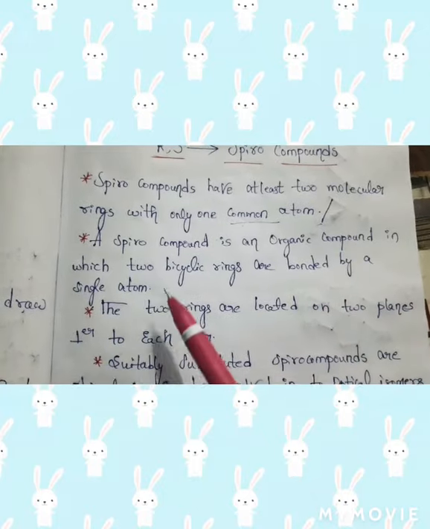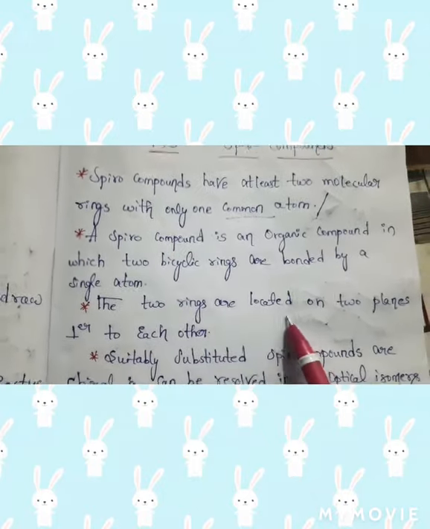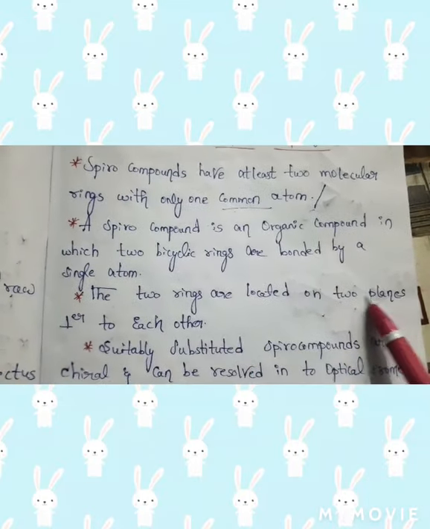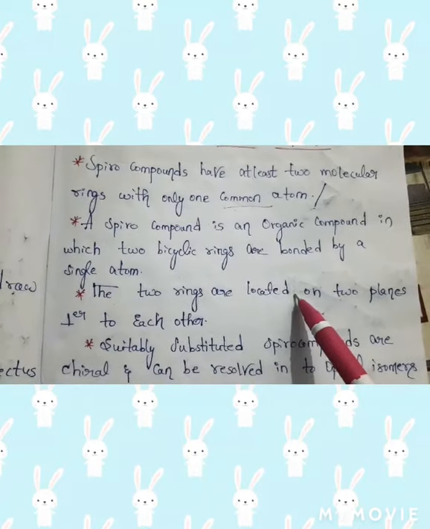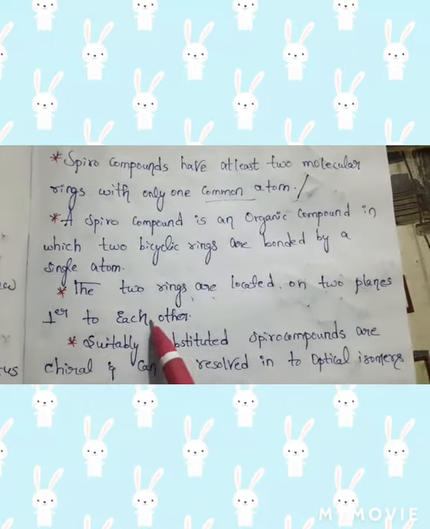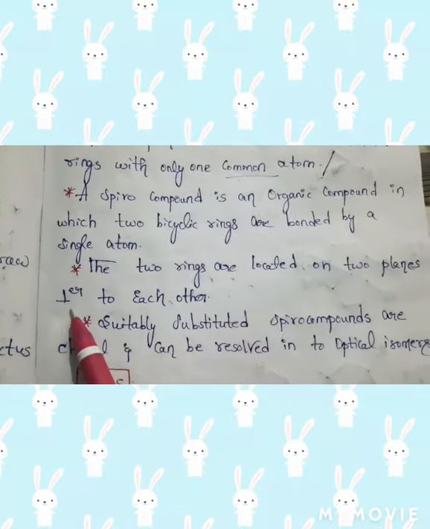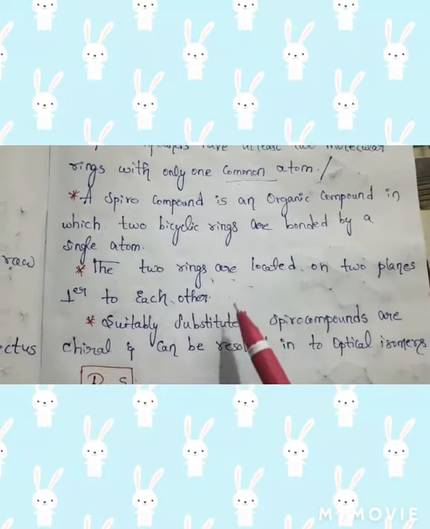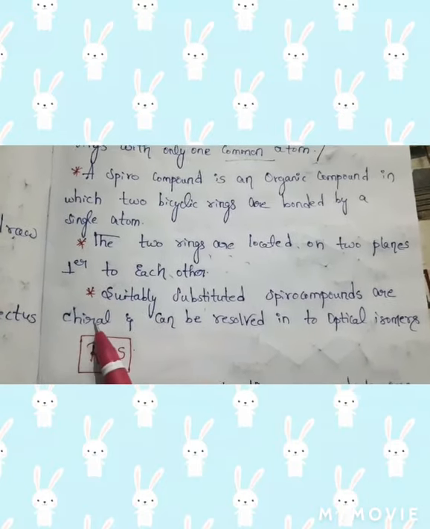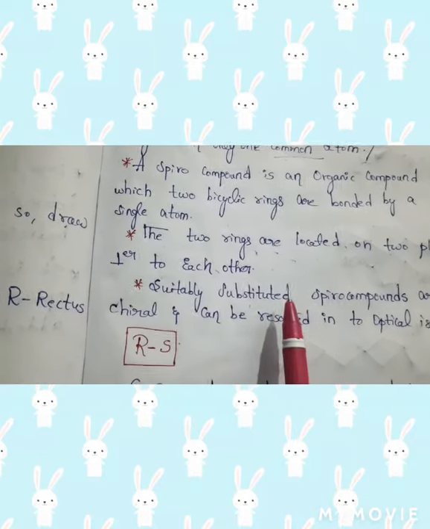Next, the two bicyclic rings are located on two planes, and if you observe, the two rings are perpendicular to each other. Usually, similar to allene compounds, spiro compounds are also achiral.